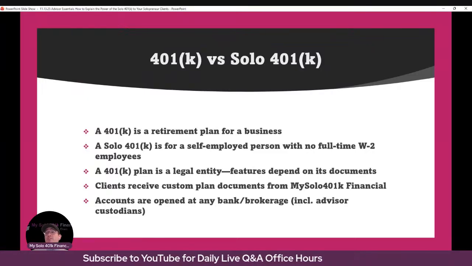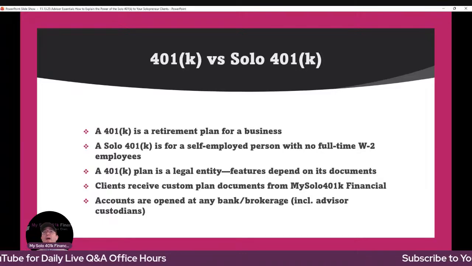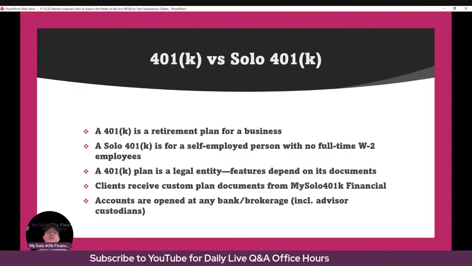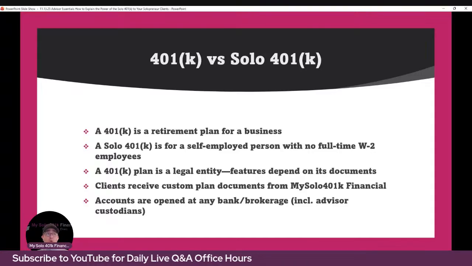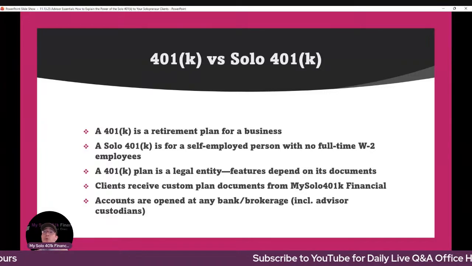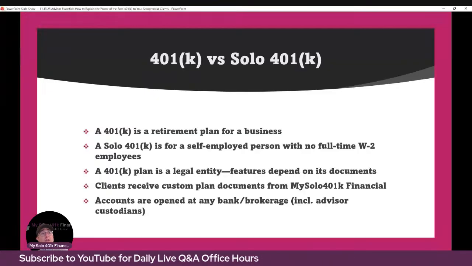We don't hold or have access to the client's money. We're neutral as far as where the accounts are opened up at. Ultimately, what we care about is compliance. So as long as the accounts are opened up at a financial institution, a bank or a brokerage, the accounts are opened up under the name and EIN number of the plan. So as part of the onboarding process, we obtain an EIN number that's specifically for the solo 401k that meets the IRS expectation.